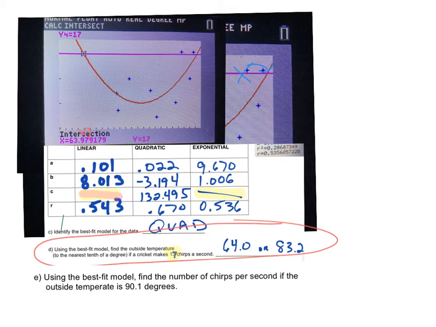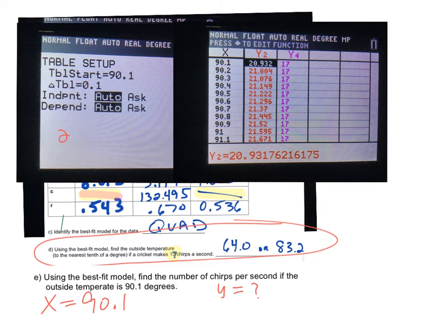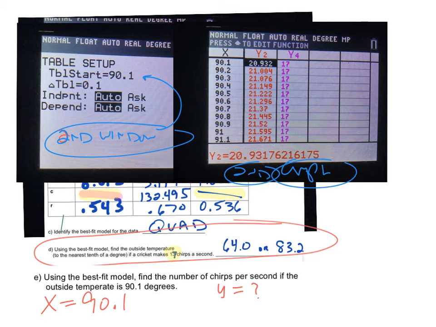Finally, part E, using the best fit model, the quadratic, find the number of chirps per second. Remember, that's Y. Find the Y if the outside temperature, that's X, is 90.1 degrees. And when they give you an X and ask you to find the Y, all you have to do is start your table. Second and window for table setup. Table start at 90.1. And then second graph for your table.